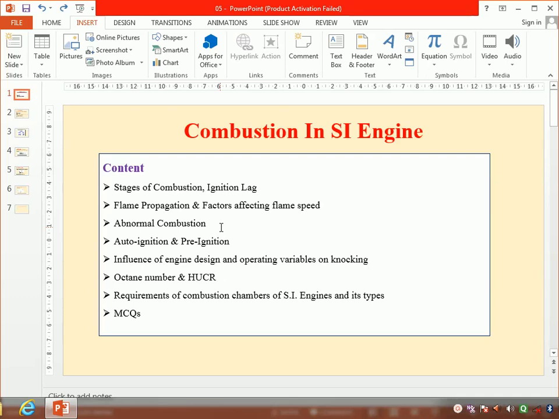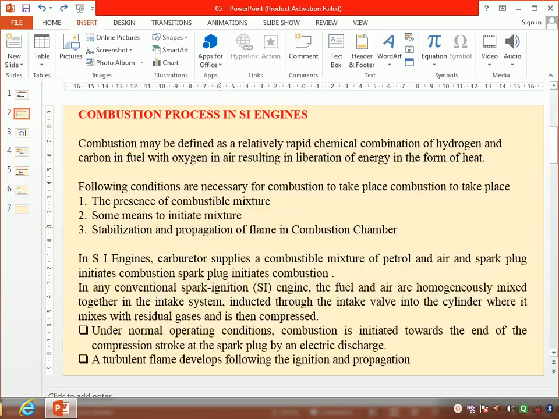So first we will discuss the first point, that is combustion. What is meant by combustion? Simply, combustion is defined as the rapid chemical combination of hydrogen and carbon, which are the main constituents of fuel, with oxygen present in the air, thereby liberating energy in the form of heat. So it increases the temperature of the exhaust gases. So this is simply combustion.